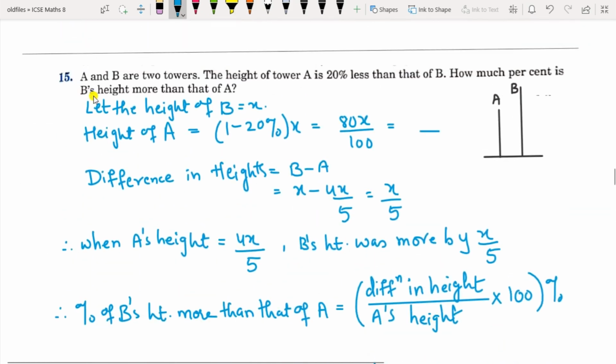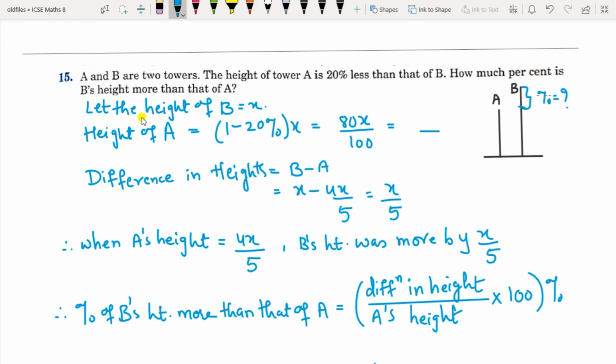Question 15. A and B are the two towers. The height of tower A is 20% less than that of B. So this much is more for B. How much percent is B's height more than that of A? You have to find this much, its percentage, how much it is more.